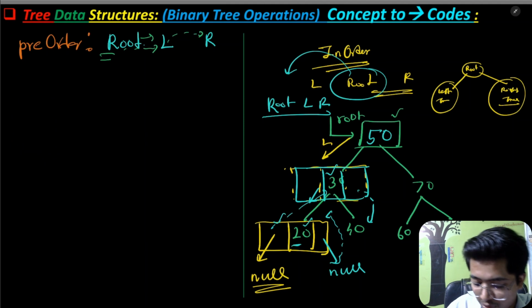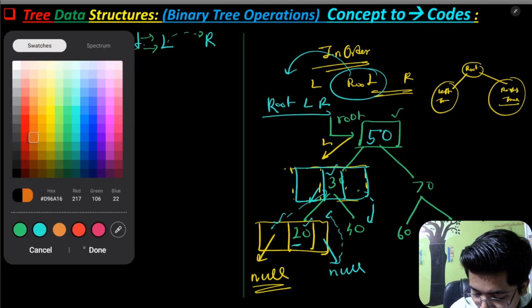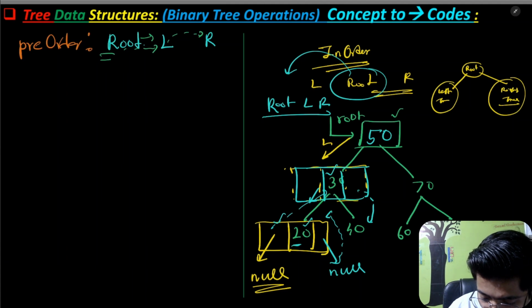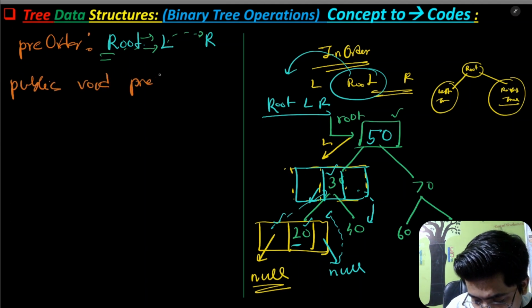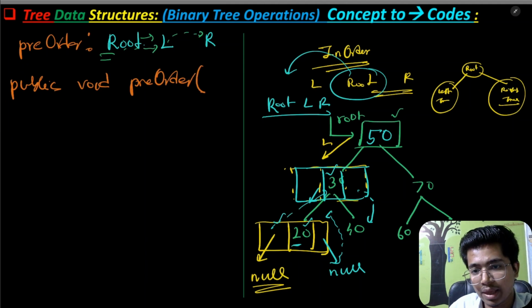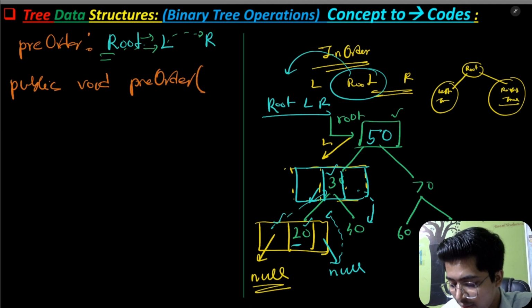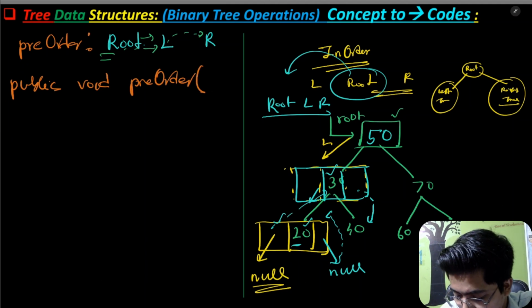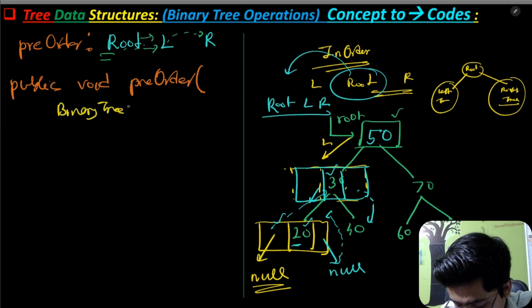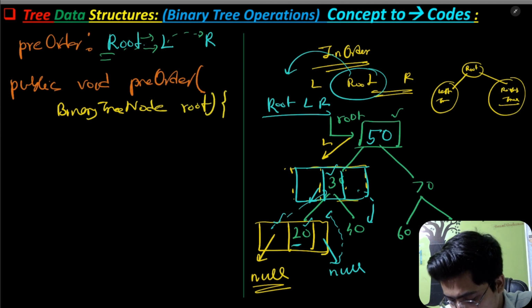So the code is like this. First we process the base case. So the base case goes as, public void preOrder. This is the function that we write, and it works using recursion. So we pass the data type of binary tree node, and we pass the main root, and then we start writing the code.